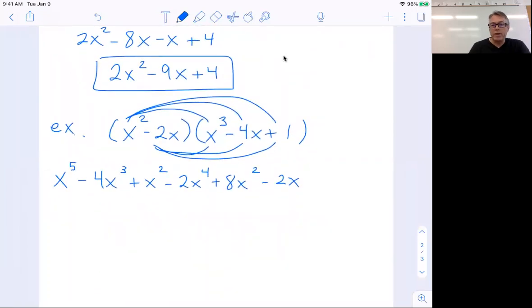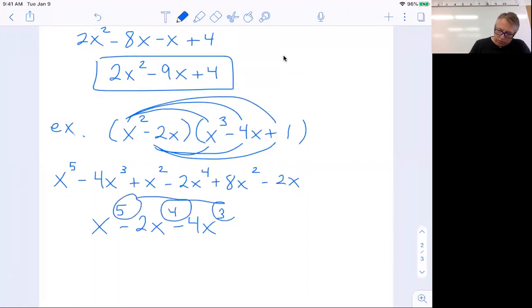Now we really should combine all of our like terms and write it in descending order, meaning our highest power first, so that I have 1x to the fifth. And let's see, I have negative 2x to the fourth, so minus 2x to the fourth, minus 4x to the third. So again, I'm writing it in descending order, like my exponents go 5, 4, 3. And for my squared terms, I have 8x squared plus x squared, that's plus 9x squared. Don't forget to combine your like terms. And then minus 2x.